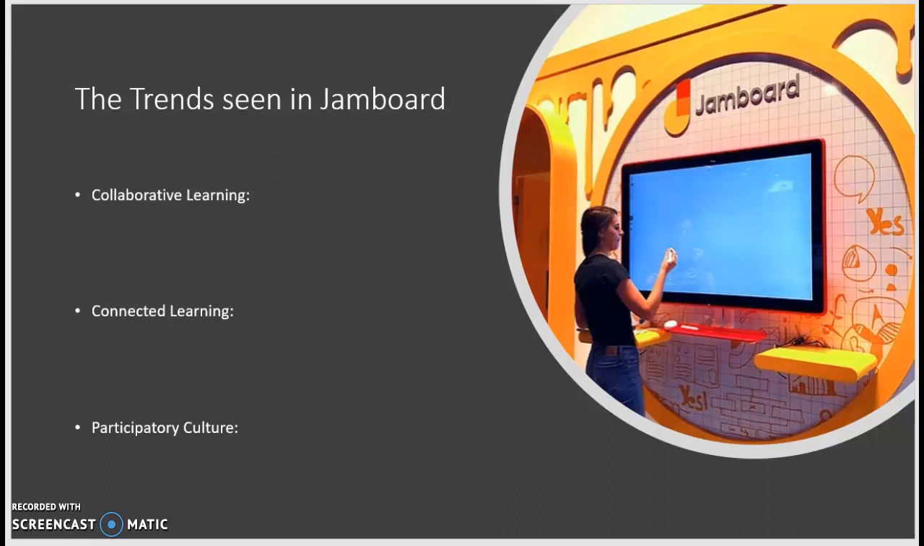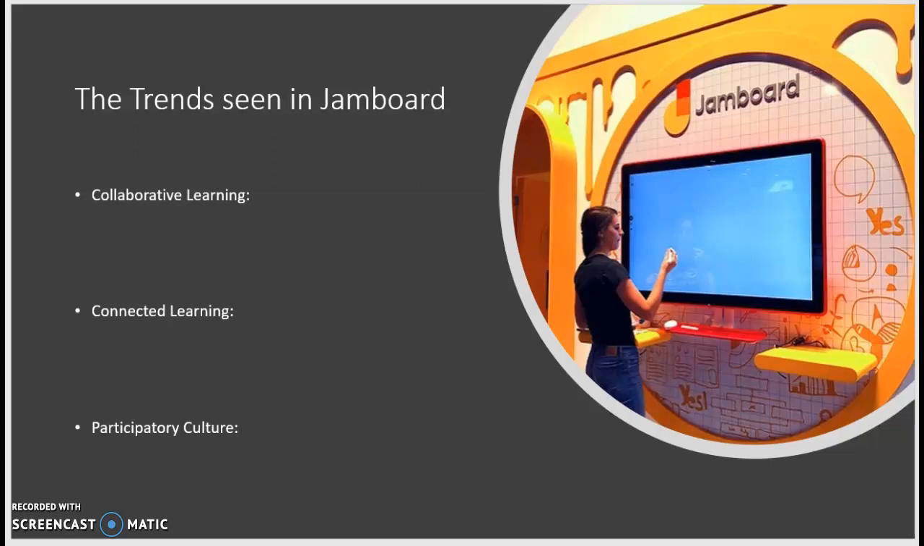Connected learning can also be seen when looking at the Jamboard. Jamboard allows students to work together despite being miles apart. They're able to learn from each other while doing group projects at home.